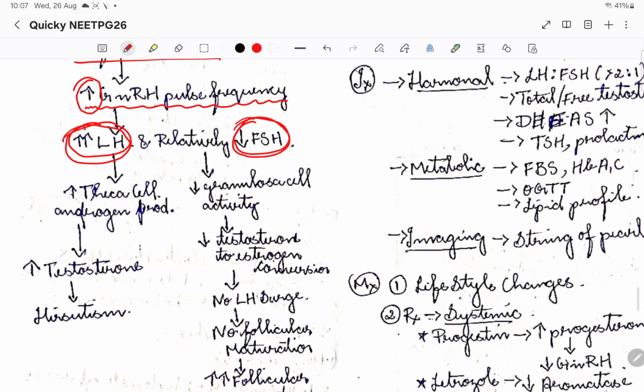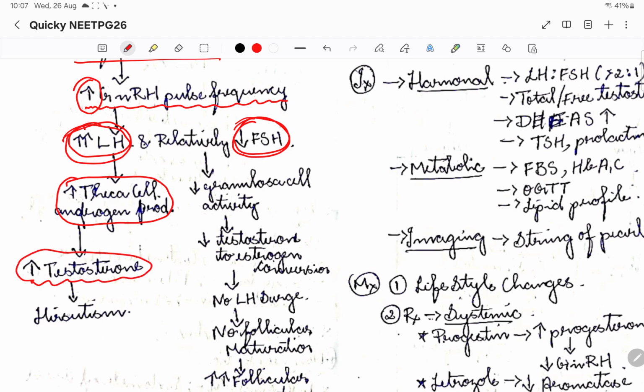LH is high, meaning all the theca cells will be producing androgen. Increase of androgen is again happening. Okay, so already the testosterone was increased. So here the theca cells also have started producing an increased amount of testosterone.